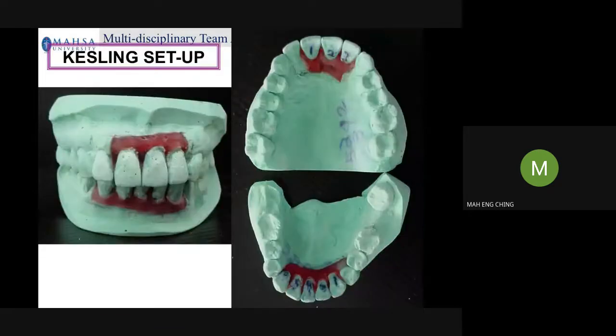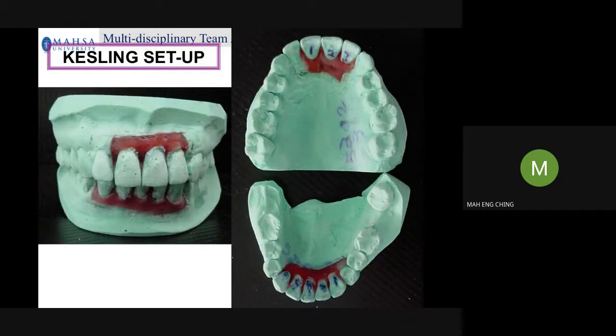Of course you can do some wax up, or we can do some Kesling setup. Don't ask me why it's called Kesling setup. It's because the name of the person who invented this is Kesling. So you want to be famous, huh? Something you invented under your name. If you love the country, then you put something under your country name, so everyone remembers.